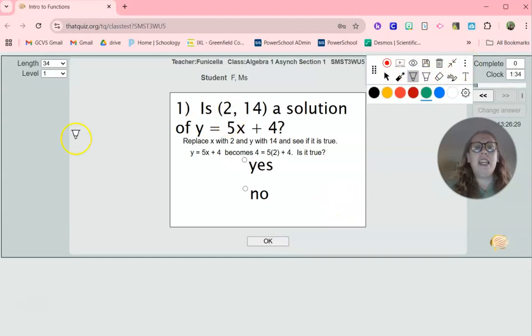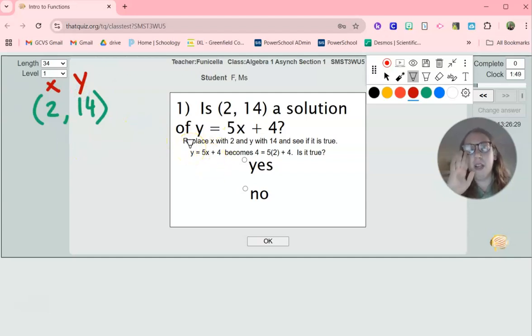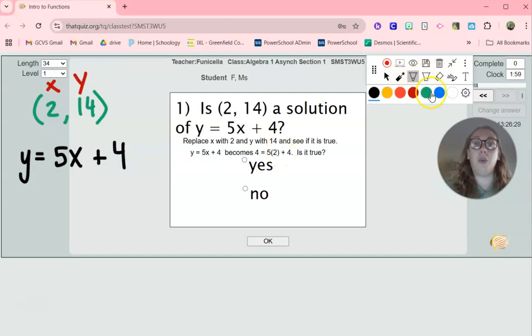So this first question says, is (2, 14) a solution of this equation? First of all, the first number is always your x. The second number is always your y. Alphabetical order, that's a way that you can remember it. So if we have this equation, y equals 5x plus 4, what this is saying is the rule is we take a number 5, we multiply it by our input, and then we add 4 to it. That's the rule. Multiply by 5, add 4.